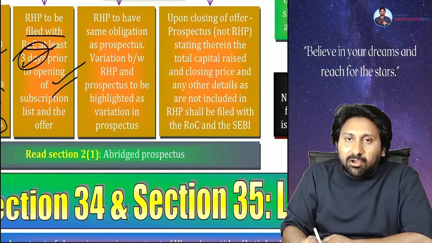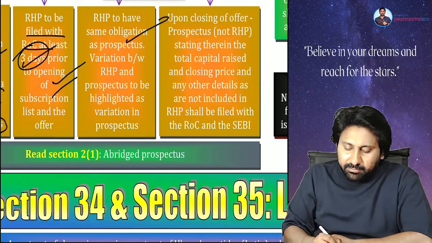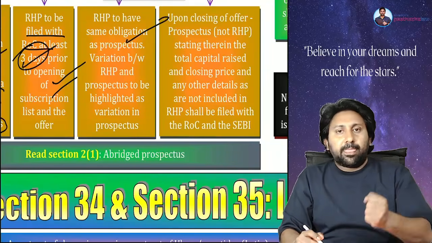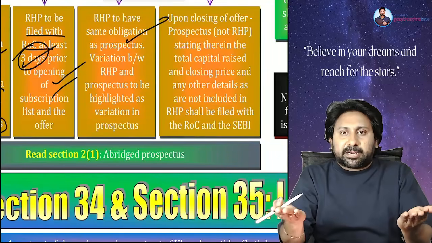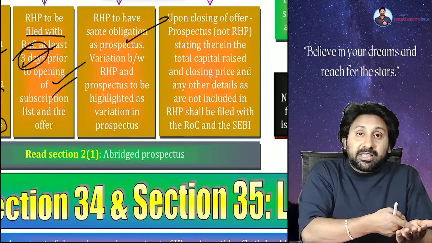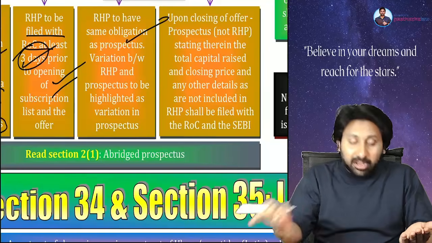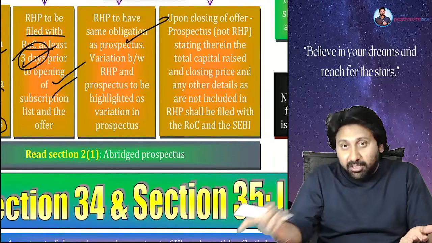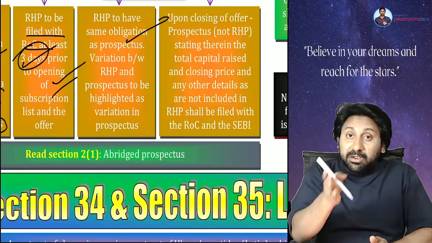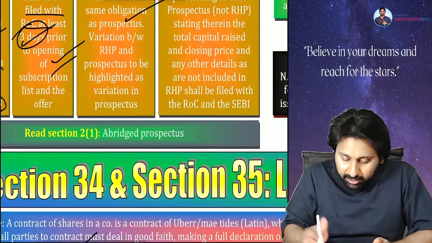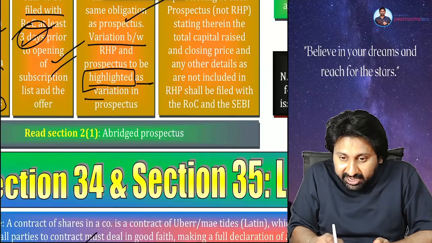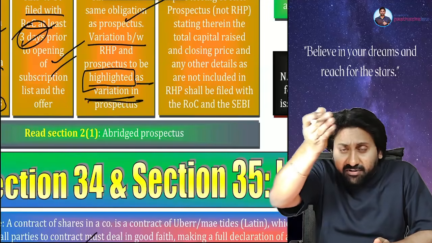RHP will have the same obligation. Everything will be the same as a prospectus. Okay. RHP and final prospectus will be the same? No. There are some differences. Price will not be there in RHP, will be there in final. Number of shares will not be there in RHP, will be there in final. So whatever variations are there between RHP and final must be highlighted as variation. Did you understand, everyone?